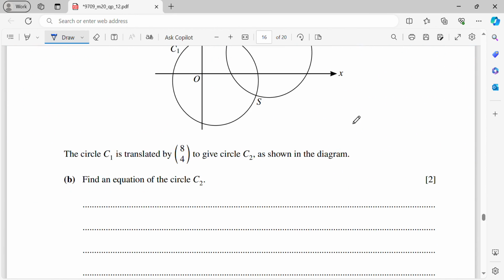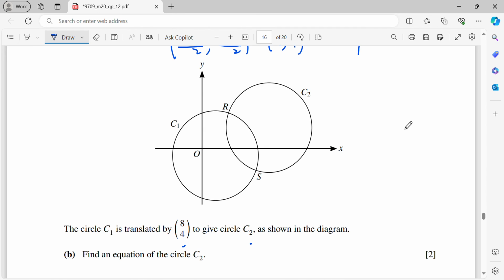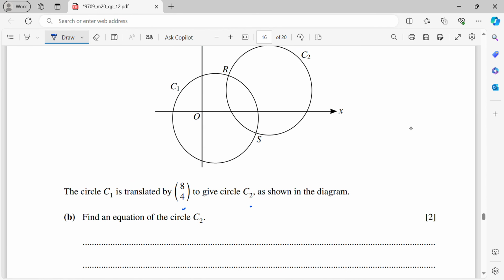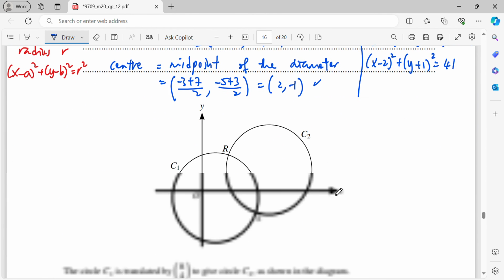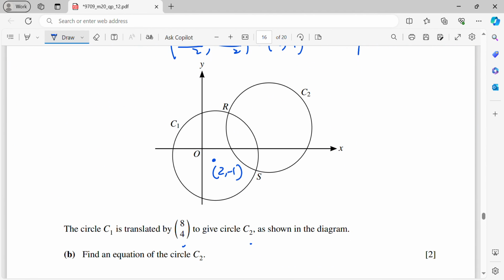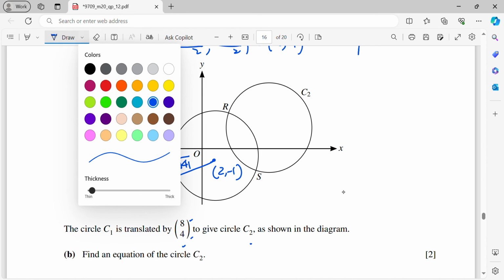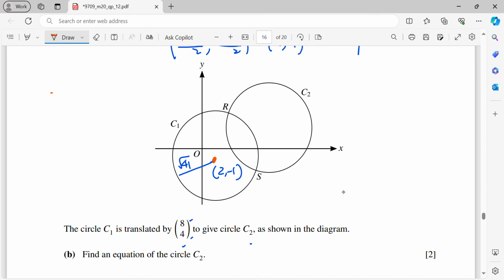Okay, now B. The circle C1 is translated by H4 to get C2 as shown in the diagram. So now find the equation of the circle C2. Okay, just now the center was 2, minus 1. Right? Radius remain. This is square root 41. So it means it's the same circle. It's just that now 8, minus 2. So it means that this point, the coordinates, right, the center has been moved 8 units. So here 8 units to the right side.